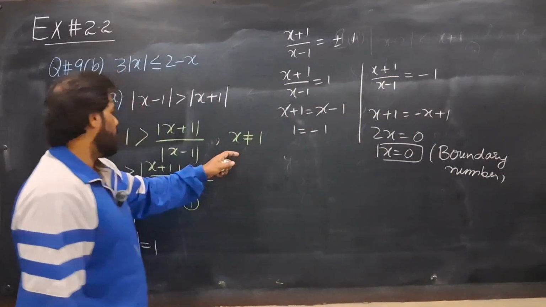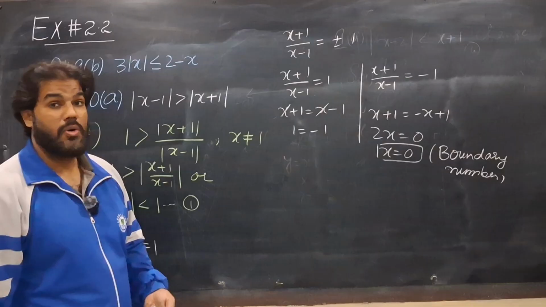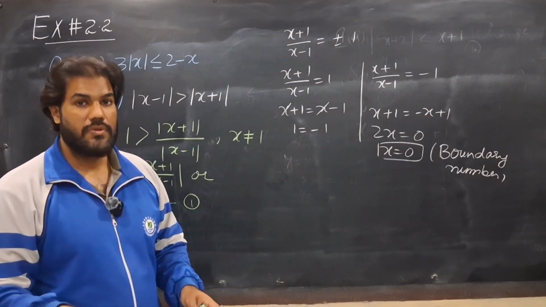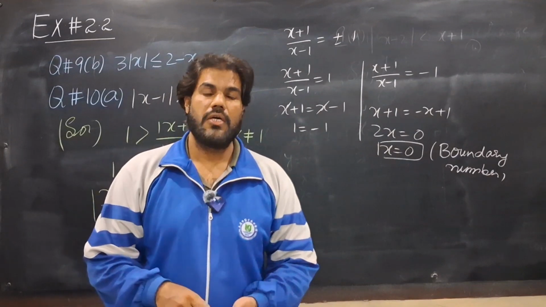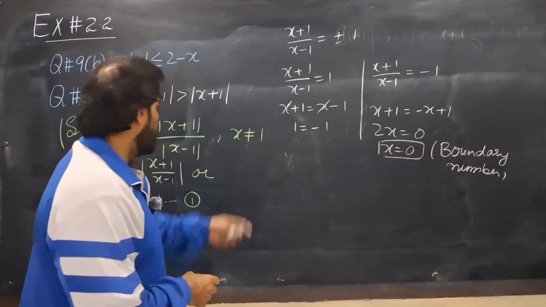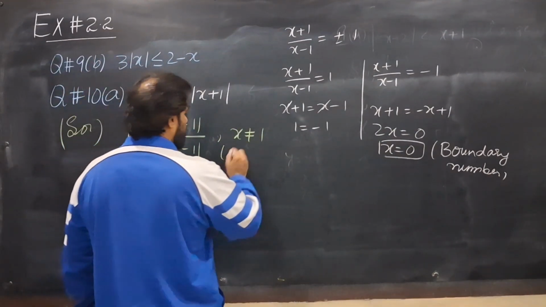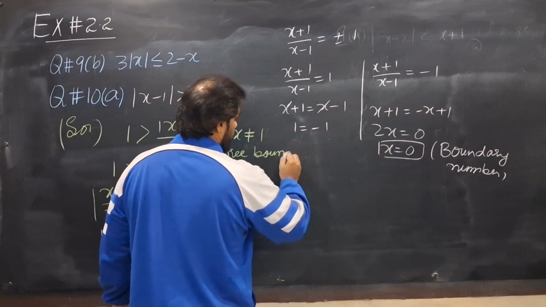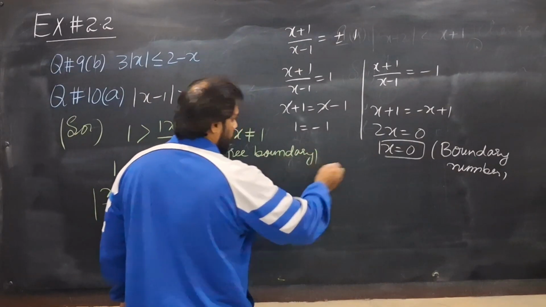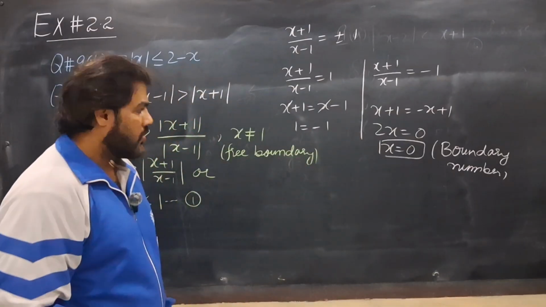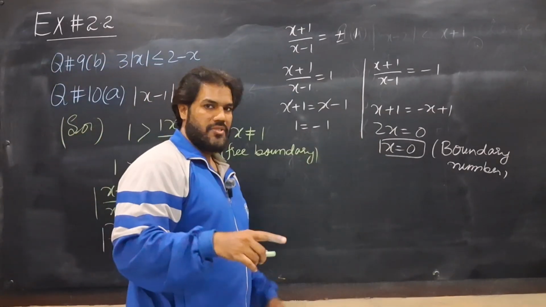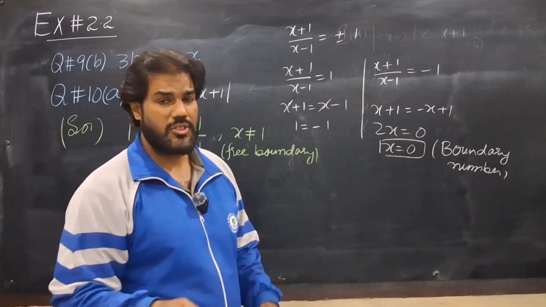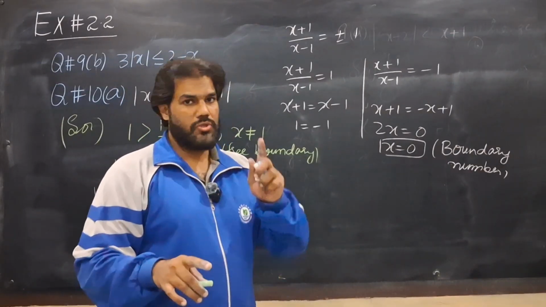A number for which the given inequality is undefined is called a free boundary number. So x is equal to 1 is a free boundary number. While the other number is called a boundary number. So we mark these two points, boundary and free boundary number, both on the real line. These two points divide the real line into three disjoint parts.